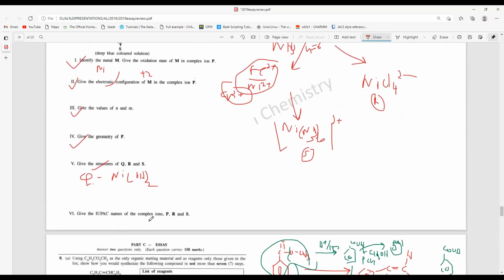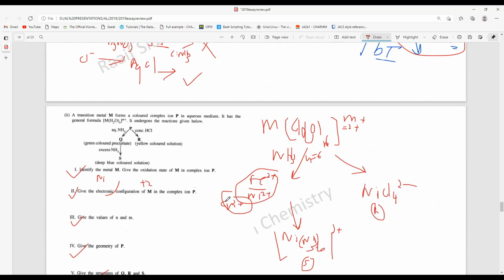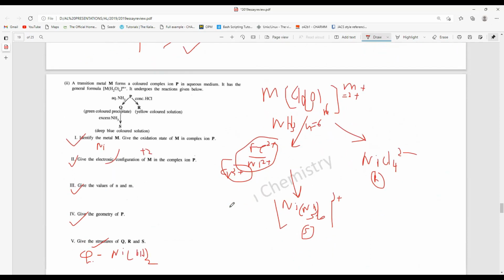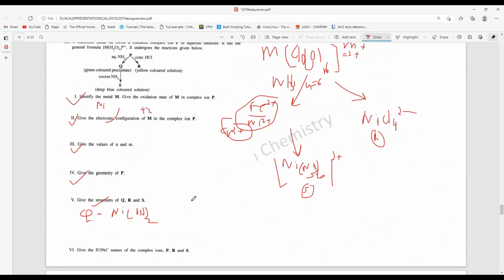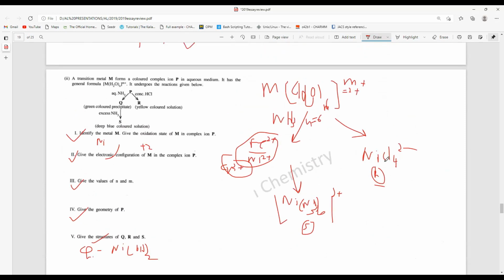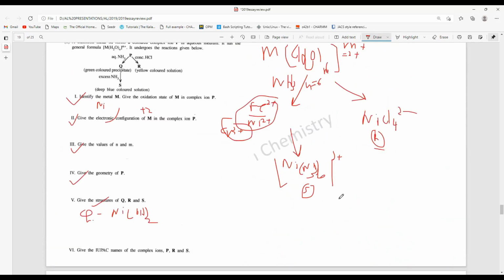Now give the IUPAC names of P, R, and S. What is P here? P is hexaaqua nickel 2. What is R? Tetrachlorido nickelate 2. And S is hexaammine nickel 2.